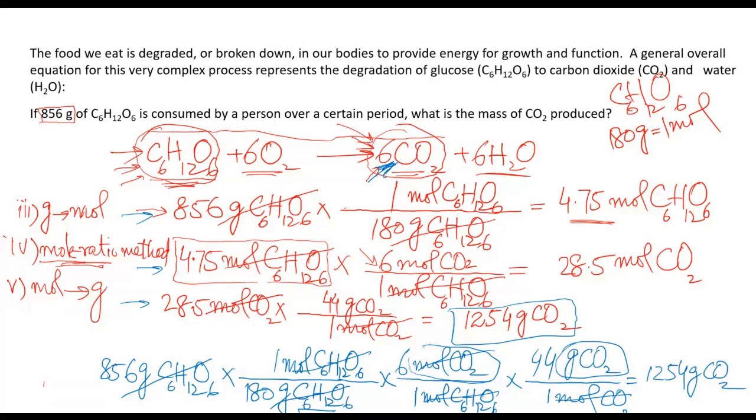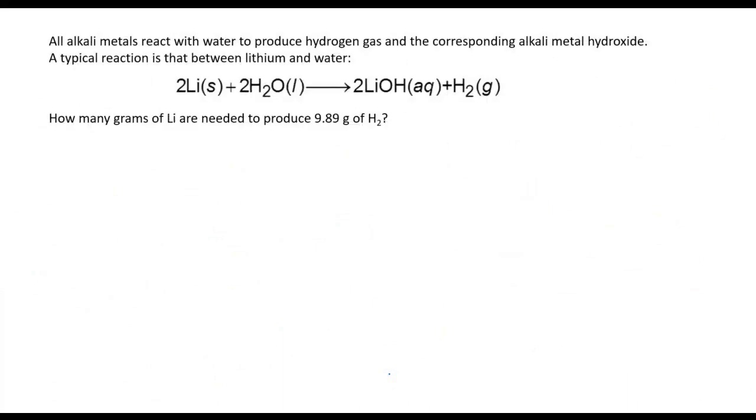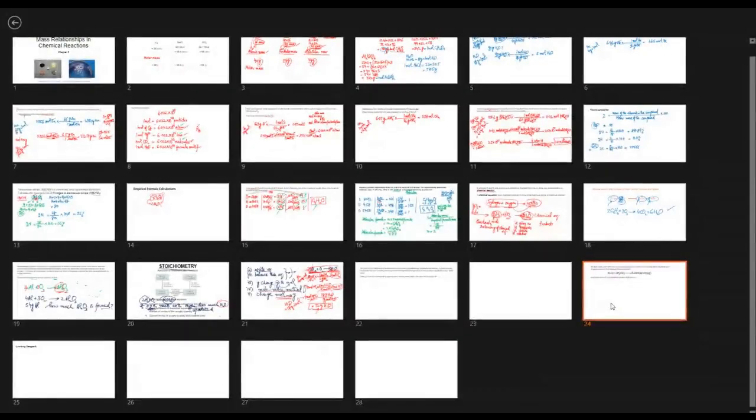Okay. Now move to next. I will tell you how to do this one. And the second method is easier, the one line method. Here we have another example. All alkali metals react with water to produce hydrogen gas and the corresponding alkali metal hydroxide. A typical reaction is that between lithium and water. How many grams of lithium are needed to produce 9.89 gram of hydrogen? Yes, boys. What is the question here?